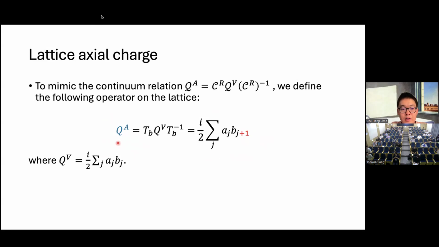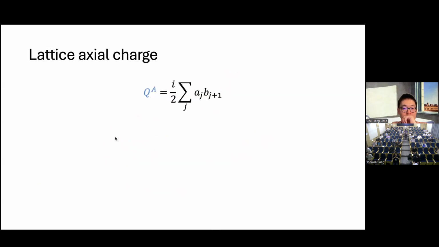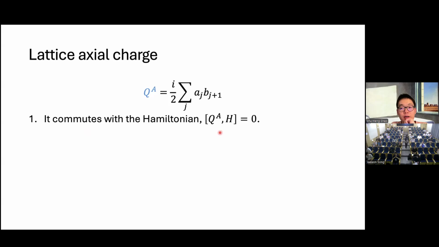Okay, so now we have our guy on the lattice. We want to analyze its properties. First, I claim that it goes to the continuum axial charge. That is just because TB goes to CR, and if you compare the two formulas, it shows that QA goes to the continuum QA. So what are the nice properties of this QA? First, it commutes with the Hamiltonian.